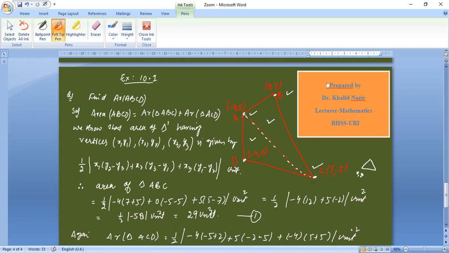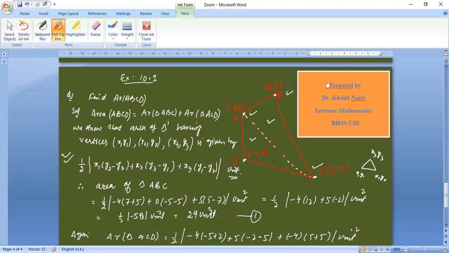its coordinates are x1, y1, x2, y2, and say x3, y3, then its area is given by this thing, 1 by 2 x1 into y2 minus y3 plus x2 into y3 minus y1 plus x3 into y1 minus y2. And then take the modulus of this. Modulus means if the interior quantity can be negative, take the modulus because area cannot be negative, and its unit, since it is an area, will be unit square.